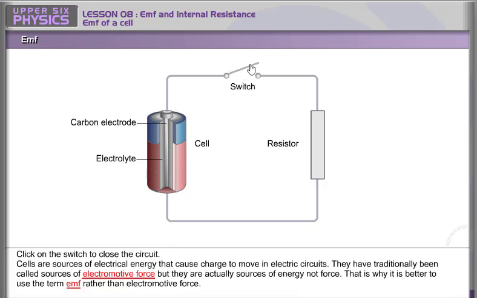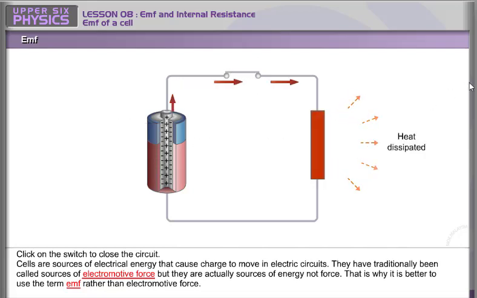Now click on the switch to close. So we have the flow of the current. This is the current flow. The arrow shows the current flow. It goes to a resistor. When it goes to a resistor, heat will be dissipated.